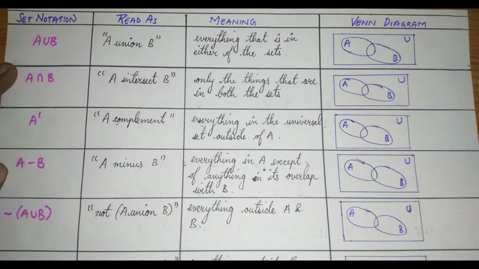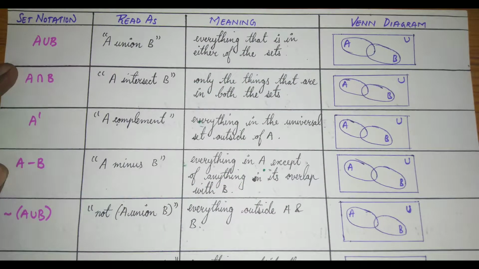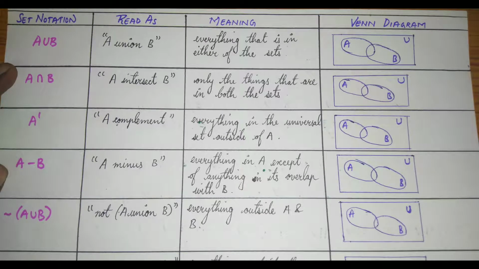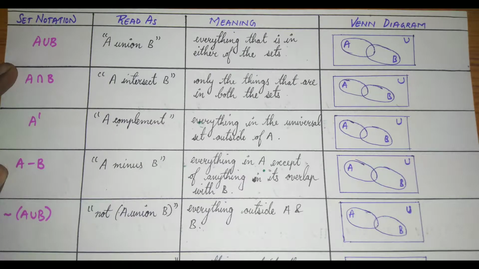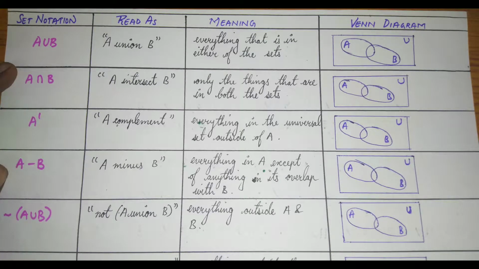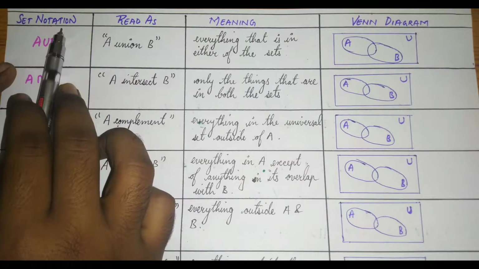Hello guys, in this video we are going to discuss the most important topic in chapter number 1, Sets, that is the Venn diagram. Students get confused between drawing the Venn diagrams for different set notations. So here I have drawn one table, through which you can understand in an easier way. So let us start.